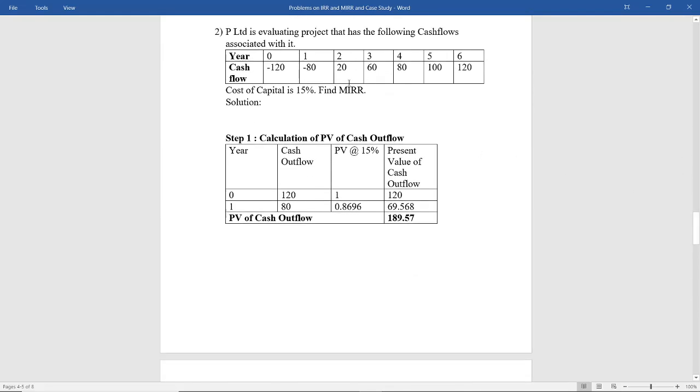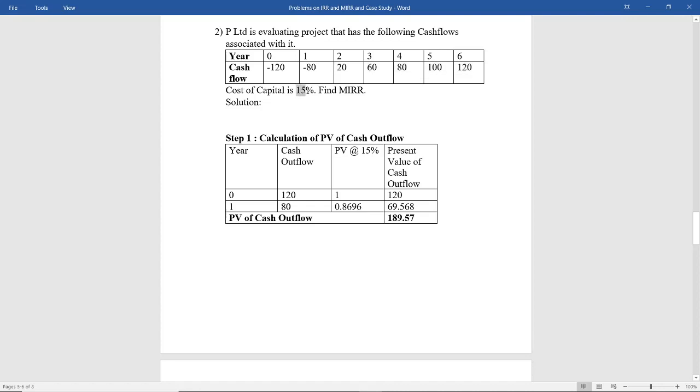Okay. Second problem, P Limited is evaluating a project that has the following cash flows associated with it. Year 0, it has up to 6 years. Now if it is in minus, it means it is PV of cash outflows, and if it is in positive, it means it is a PV of cash inflows.